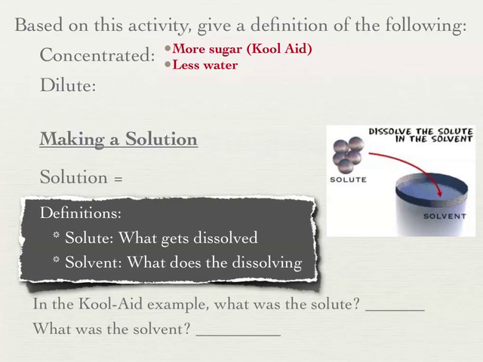The term we use for the opposite is a dilute solution. How can you make this a more dilute Kool-Aid glass? Kayla? Add more water. You could add more water to it. Or you could have made it, Brandon, with less of the Kool-Aid, either one.